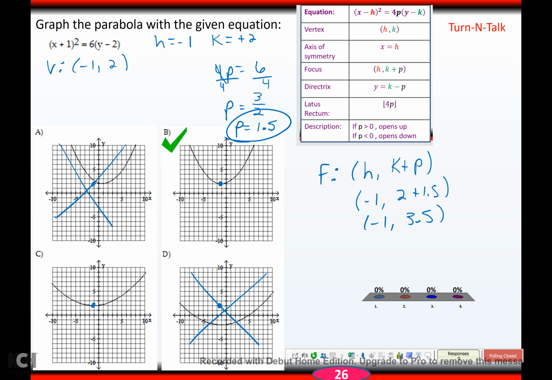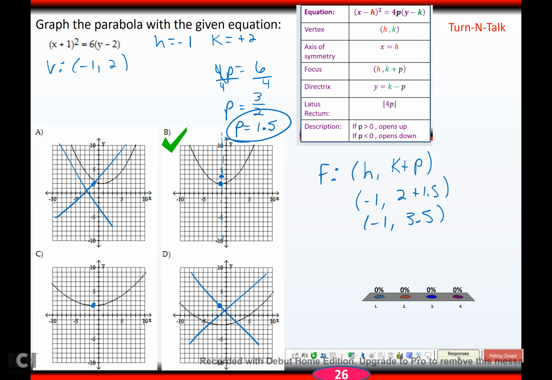Negative 1, comma, hold on there now. Wait a second, what just happened? Oh, sorry, yeah, negative 1, 1, 2, 3.5. Sorry, there's my focus. I apologize, I thought I was trying to find, never mind.